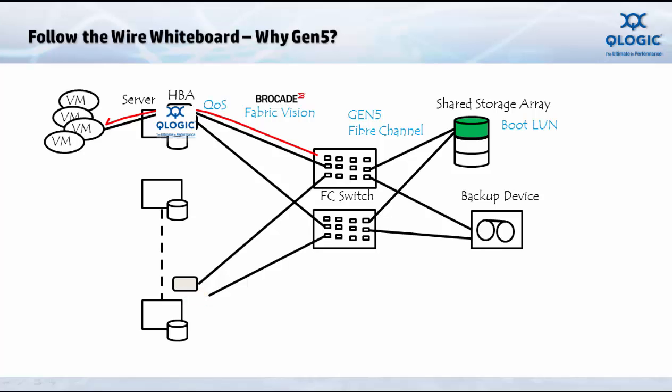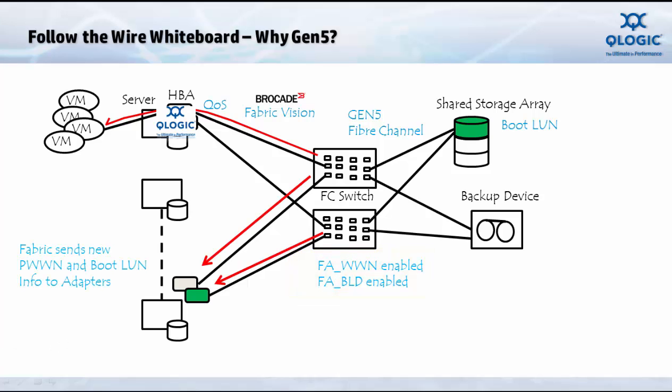Brocade and QLogic have implemented a new capability to store the critical parameters in the Brocade SAN fabric. Fabric assigned worldwide name and fabric assigned boot LUN enable the administrator to pre-configure the entire SAN fabric. When the server with QLogic Gen 5 adapters is added to the environment, the worldwide name and boot LUN information are transferred from the Brocade Gen 5 fabric to the adapter, and this eliminates the need to reconfigure the SANs.